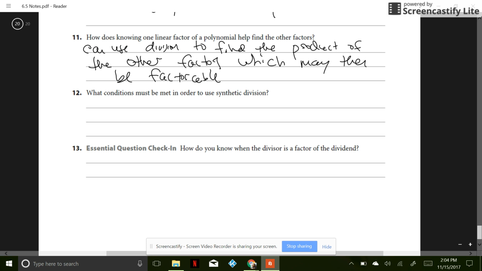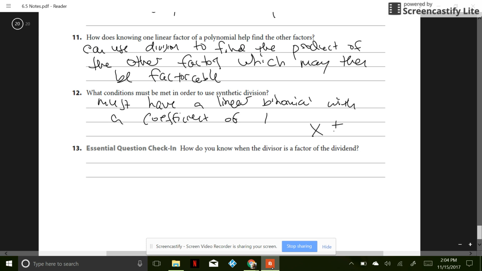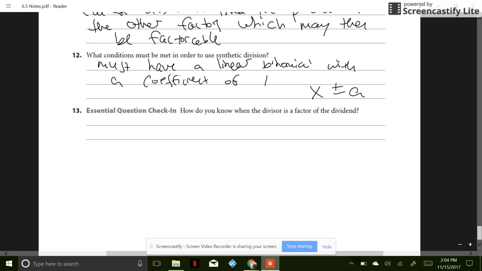What conditions must be met in order to use synthetic division? We must have a linear binomial with coefficient of 1. Linear, so the x is to the first power. Binomial means we have two terms. The value in front of the x has to be 1. So essentially we have to have x plus or minus some number a. And how do we know when the divisor is a factor of the dividend? When the remainder is 0.